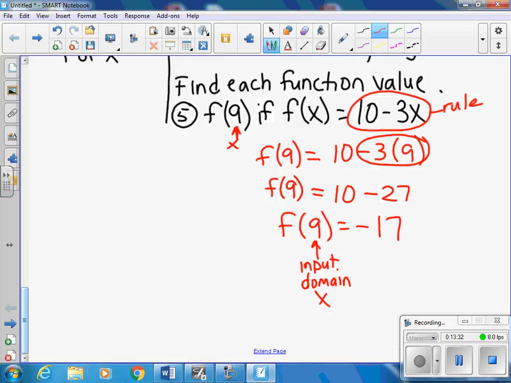And that's your x value. Those are those synonyms right there. And then over here where the -17 is, that is your output. You put the 9 in and out comes a -17. That is your range. And that is your y value.